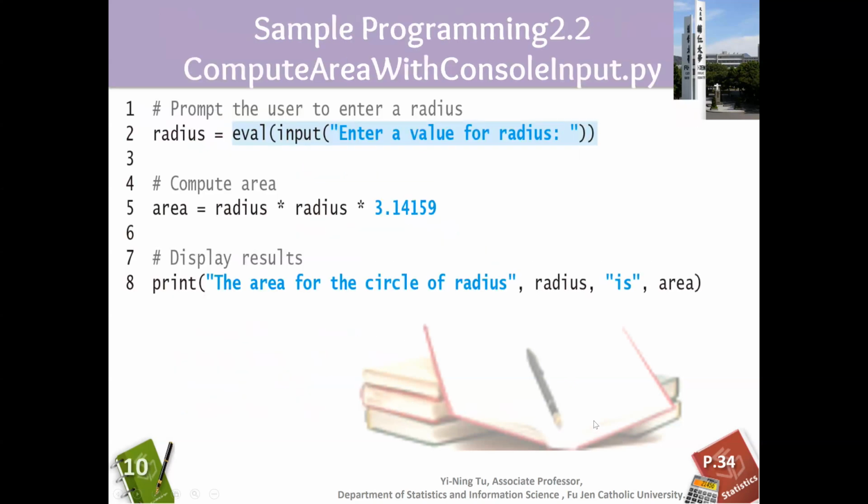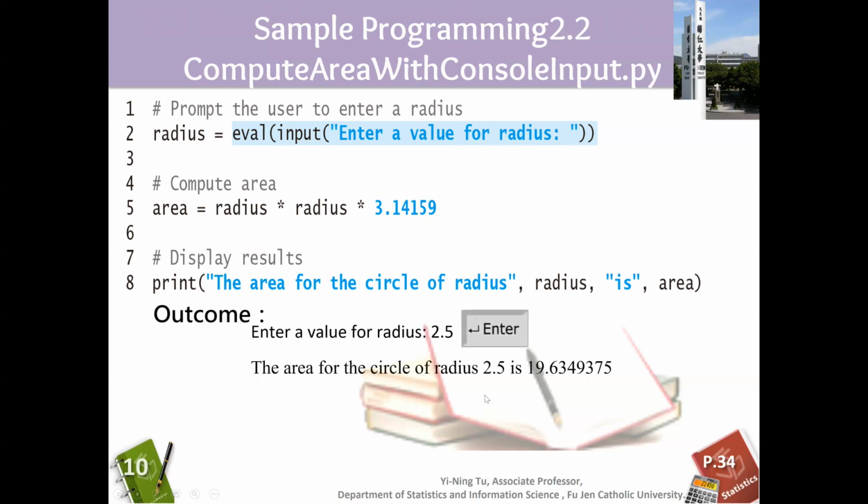So this is the sample program 2.2, compute area with console input. As we say, there are three parts. Input, to hint to the user that they can enter something, and use eval to transfer it into a numeric number. And finally, you can use print, just like we talked about in the first unit: string, comma, space, variable, comma, space, and fixed string, and then the final result. But here we use pi as 3.14159. So the result must be a floating number.